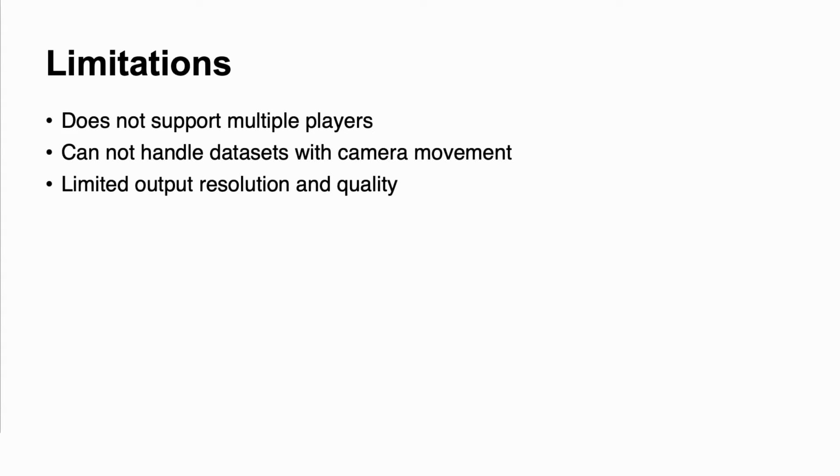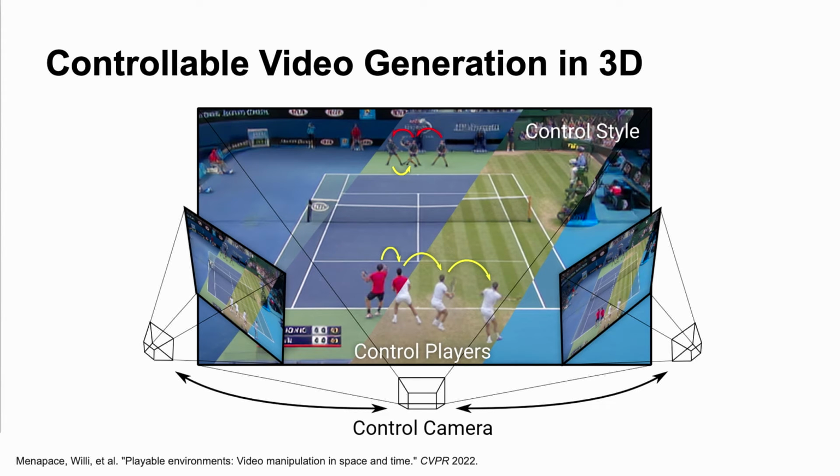Third, it's relatively low resolution. The frames are rendered at very low resolution. So we wanted to improve it, and we did a year later. And we created another model that is called playable environment that allows to perform controllable video generation in 3D. So here we can control the movement of the camera, we can control the style of the field, and we can control the movement of the players.